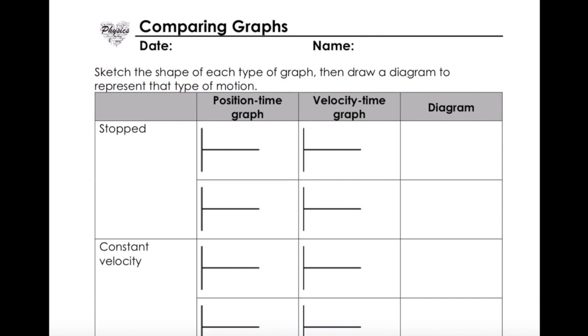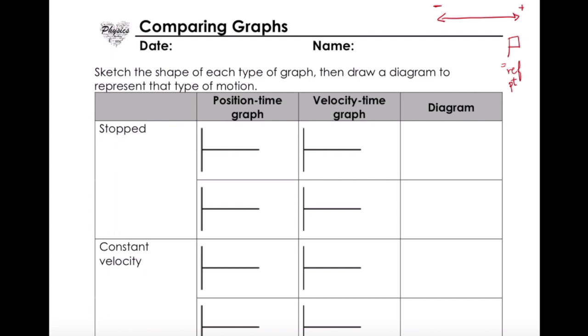Okay, I'm going to start out with a key. So this is going to be our negative direction. This will be our positive direction. Okay, and then a flag will be our reference point. Okay, so the first is stopped.